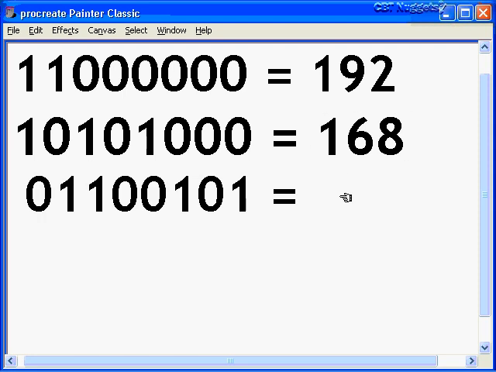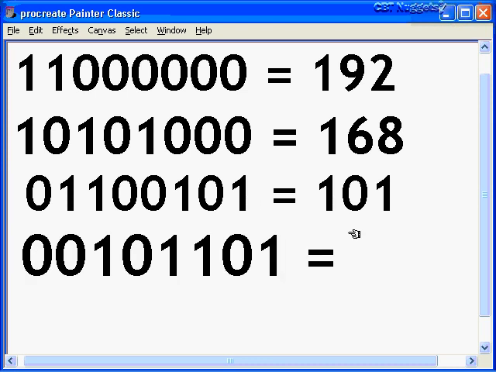Good job. For this third one, you're on your own. I'm going to let you figure this one out for yourself. You can go ahead and pause the video. Maybe you can back up a little bit and look at the screen that had the original values, and then add up these bits and tell me what the value of this third octet is. 101. Brilliant. Excellent job. Again, 64 plus 32 is 96. Plus 4 is 100. Plus 1 is 101.